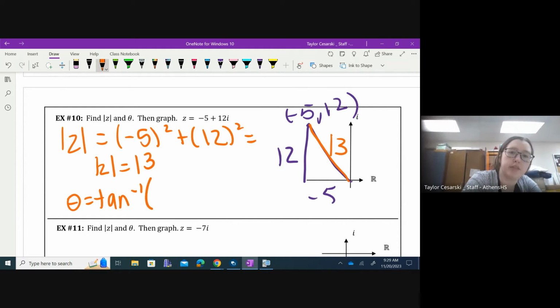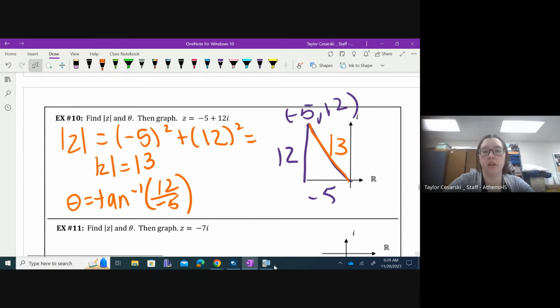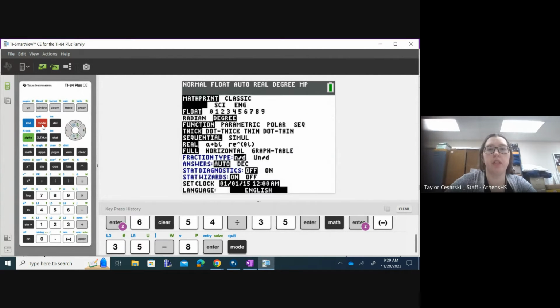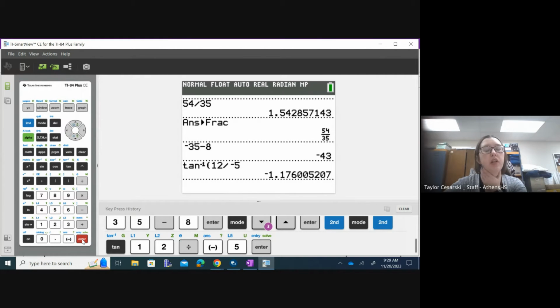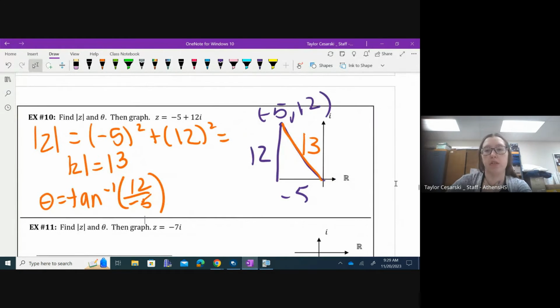we're going to do tangent inverse of 12 over negative 5. Make sure that you're in radian mode when you do this, because everything is in radians. So second, tangent inverse 12 over negative 5. Now, your calculator knows the restrictions for tangent inverse, so it's going to give you something in quadrant either 1 or 4, because remember the restrictions for tangent are from negative pi over 2 to pi over 2. However, I noticed that this coordinate is not in quadrant 4. It is in quadrant 2.